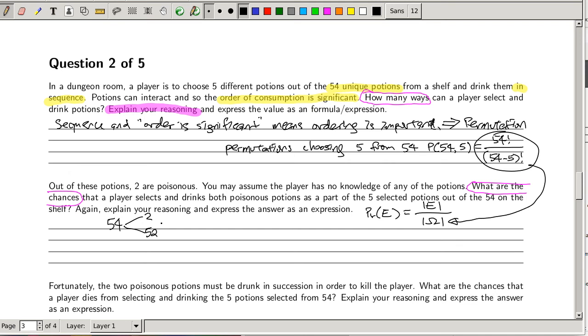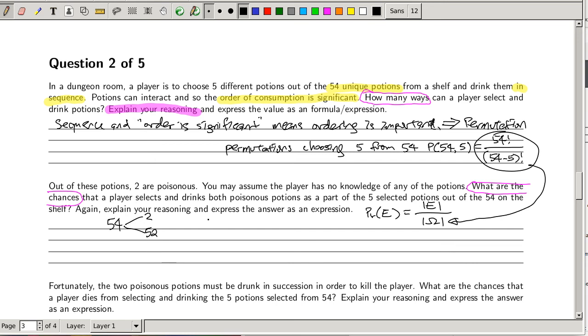So now the question is, how many ways can we choose the 2 that are poisonous out of the 2 poisonous ones, and 3 out of the 52 that are non-poisonous? At first it is a counting issue, and then we'll divide it by the cardinality of omega, and then it becomes a probability. So let's figure this part out first.